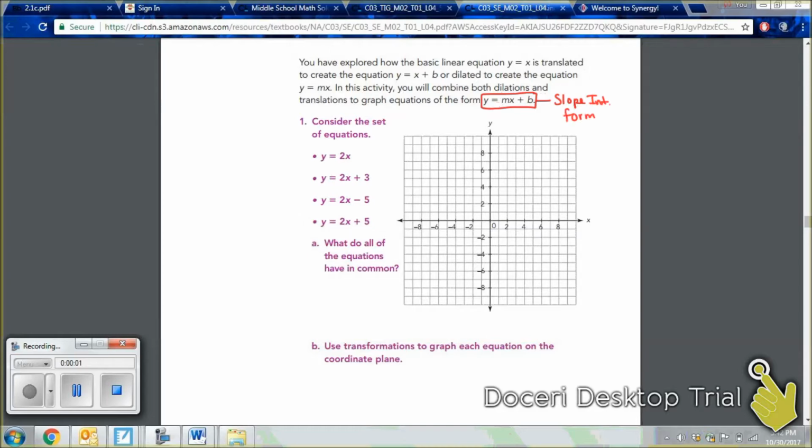The next thing I'd like you to do with that equation is draw a little line from M and draw a little line from B, and I want you to write what M and B represent in the equation. What M and B represent. Okay, go.